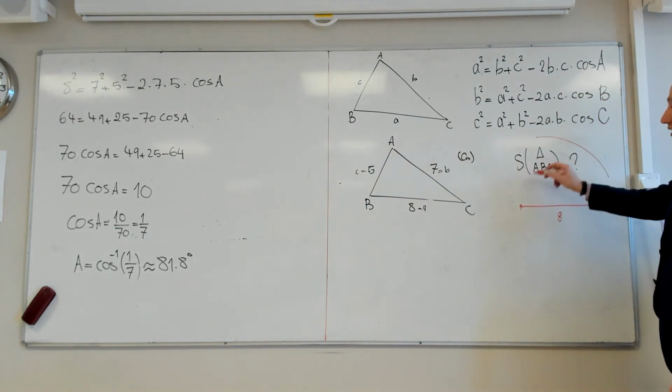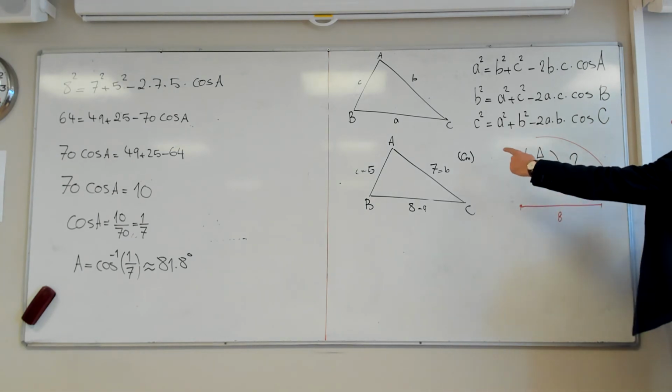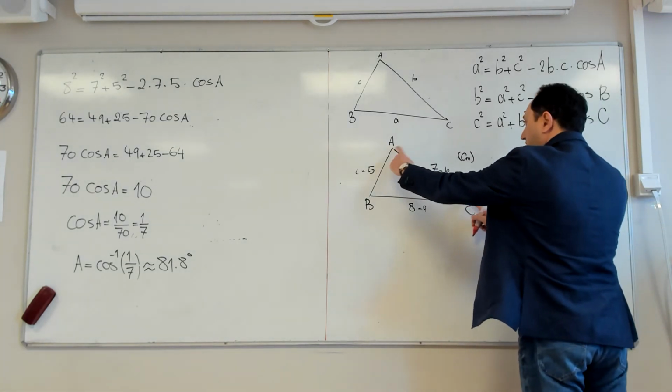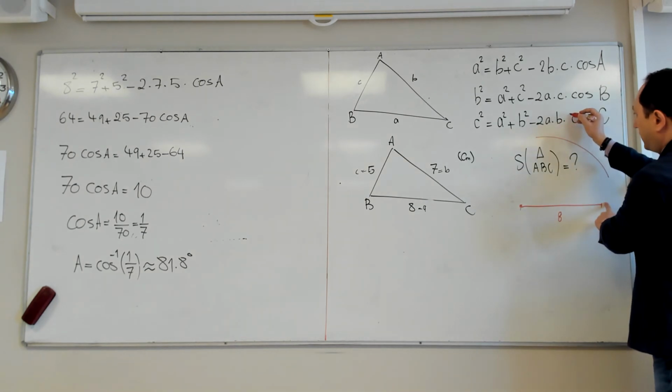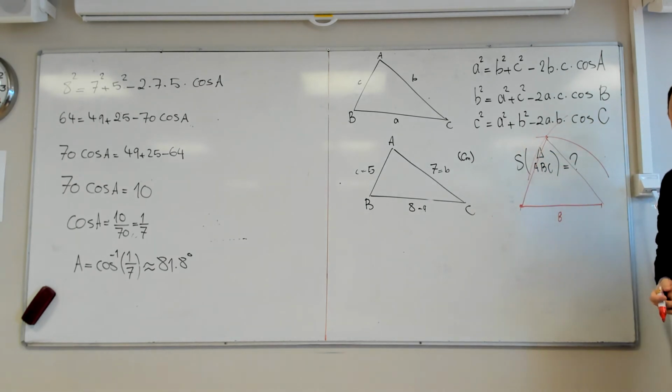This radius is 5 centimeters. Then I put the needle of the compass here. This time I open it until it is 7 centimeters. Then I will actually draw another circle. They intersect at exactly one point. Then I will connect them, and that is my triangle.